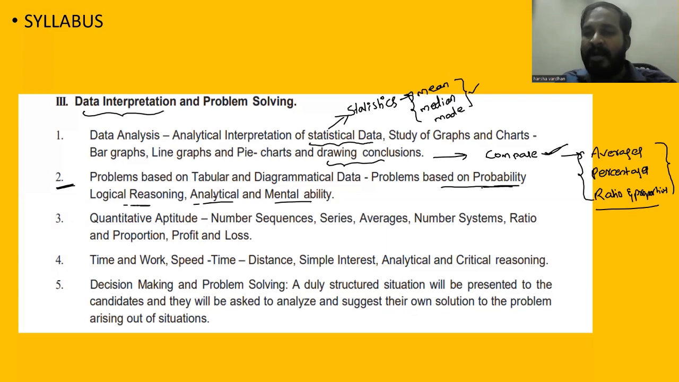See, problems based on probability. When you see the word probability, definitely along with probability, we should also learn permutations and combinations.